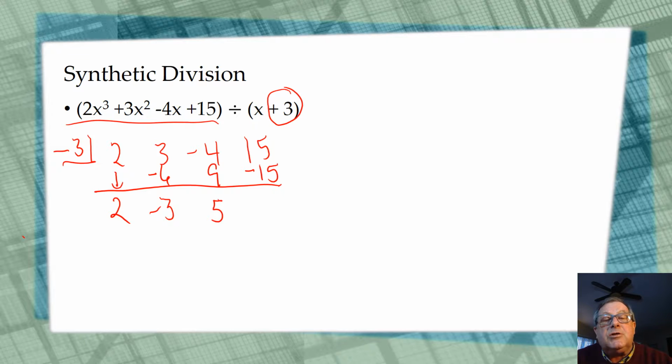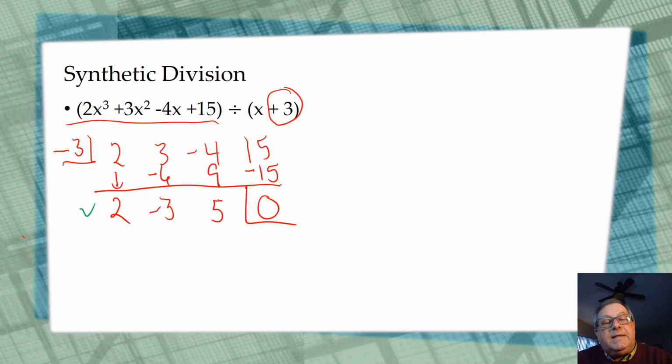That's my last term. I'm going to draw another little partial box. 15 minus 15 is 0, and that's telling me in this case I've got a 0 remainder. Now how do I express my answer? So I've got coefficients here of 2, negative 3, and 5 right here. And this is what we would call a depressed polynomial.